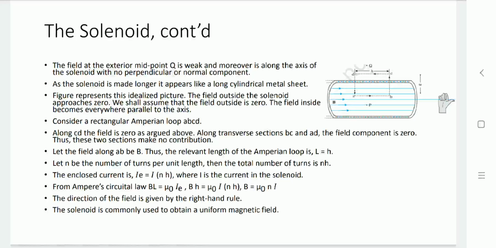But if we focus on the magnetic field at CD, then the field is 0. At the transverse sections BC and AD, the field component is also 0. So we can say that the magnetic field is present only at the interior part of the solenoid, at point P or along AB, with field strength B equal to mu 0 n I. The direction of the field can be determined through the right hand rule. The solenoid is commonly used to obtain a uniform magnetic field.